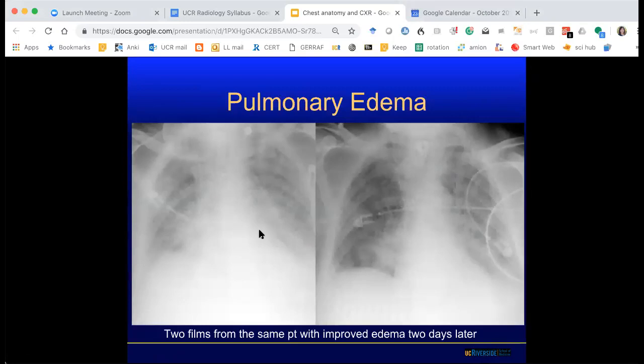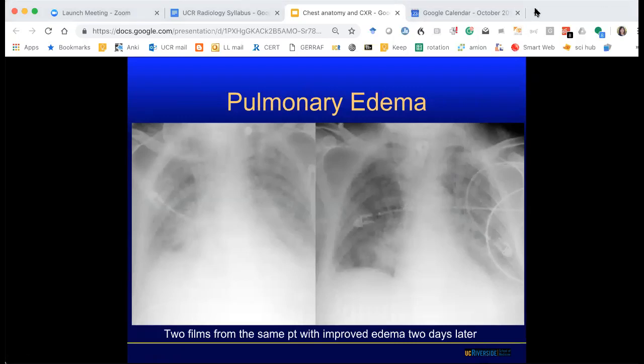So here are two subsequent images, pre and post Lasix, diuresis. So I look at the lines and tubes. So what is this tube here? So this is a tracheostomy tube, yeah. And then what is this line here? So it's a right IJ line, central venous catheter.